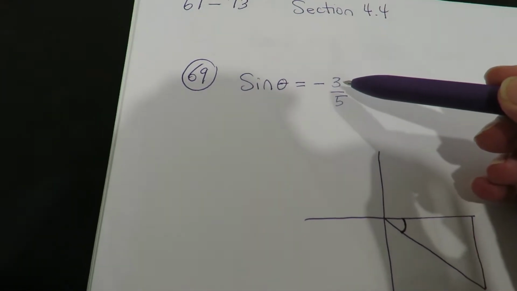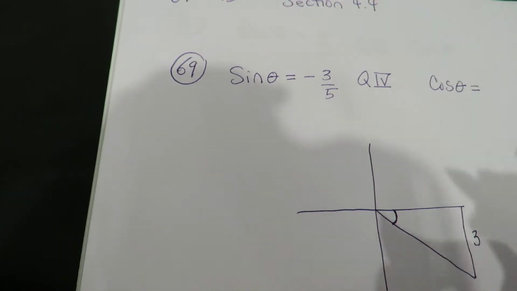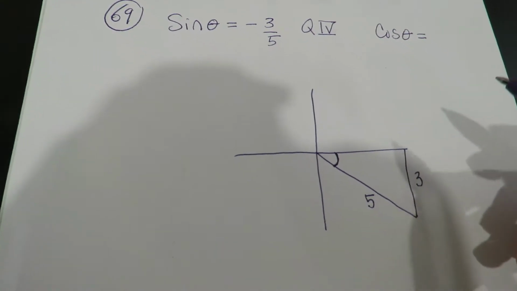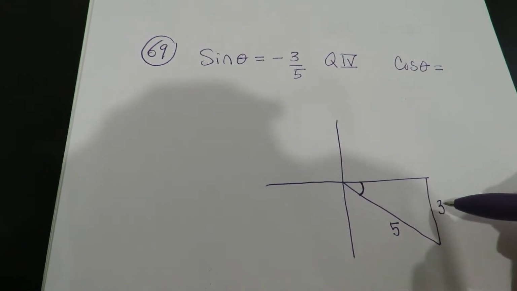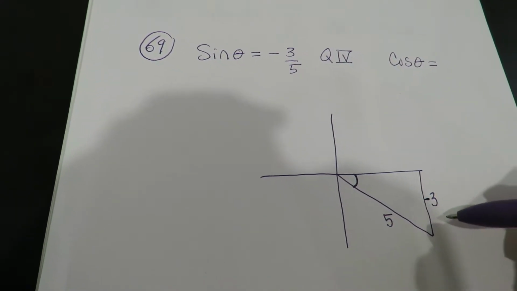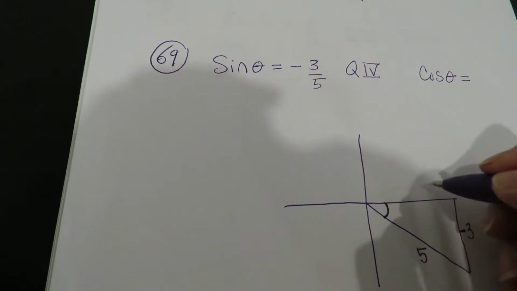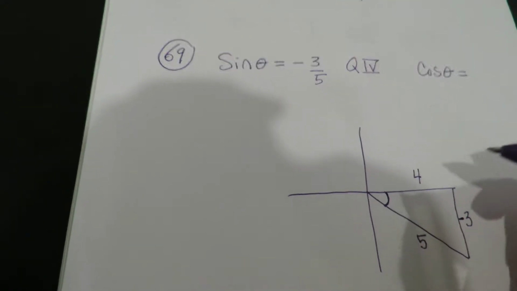And then this is the side. So the opposite is a 3. The hypotenuse is a 5. So the negative is putting you in quadrant 4. Some people will put a negative in front of the 3. I've seen people do that because this is the part that's down. And then you have to find the third side. So this would end up being a 3, 4, 5 triangle.